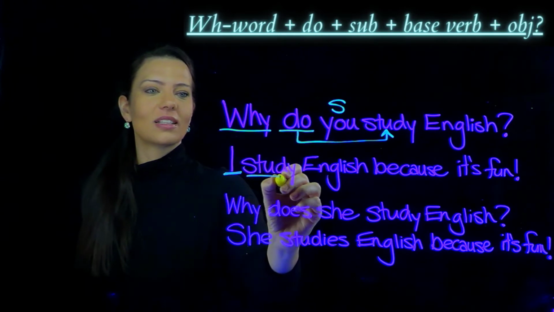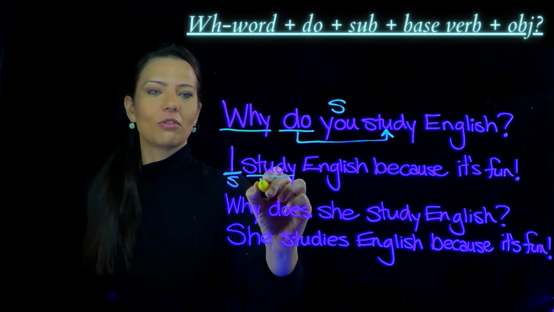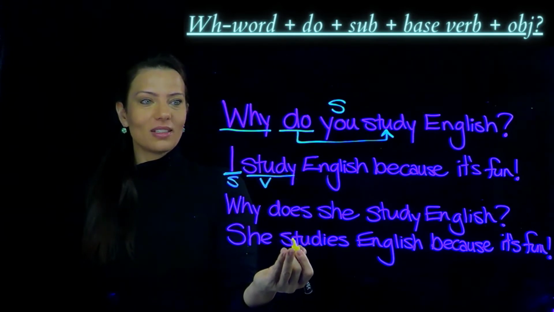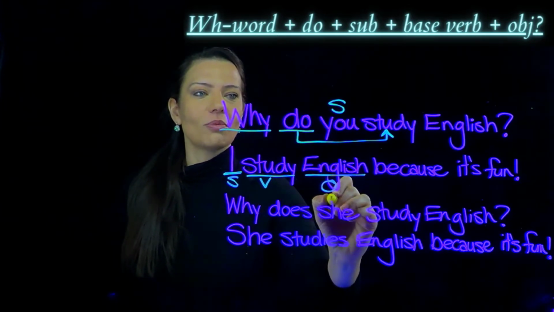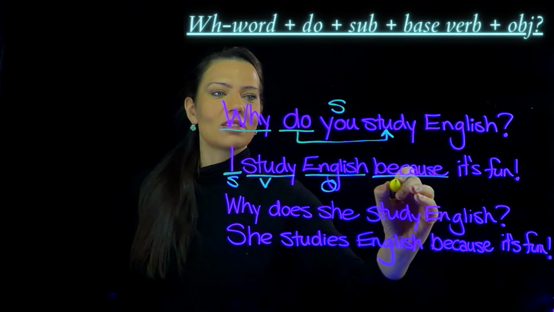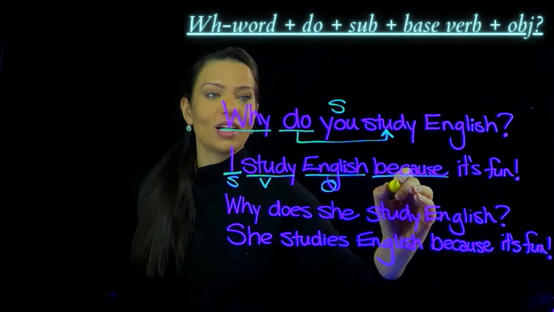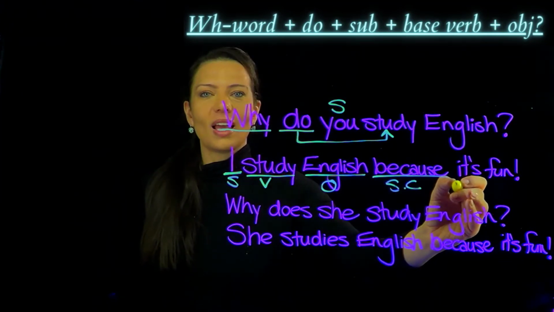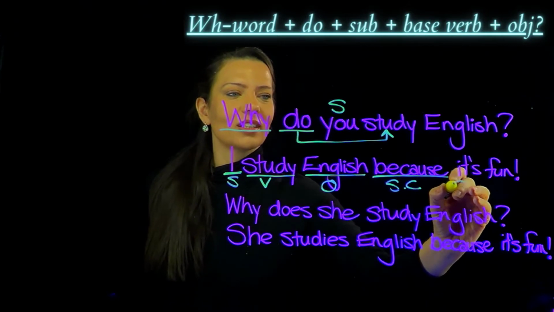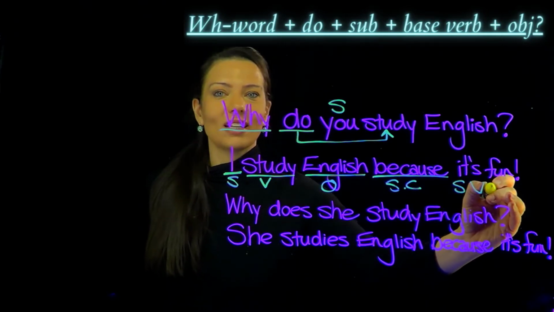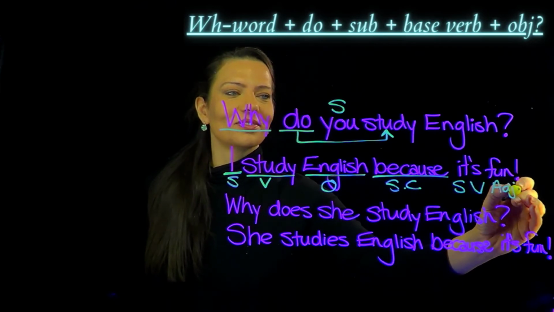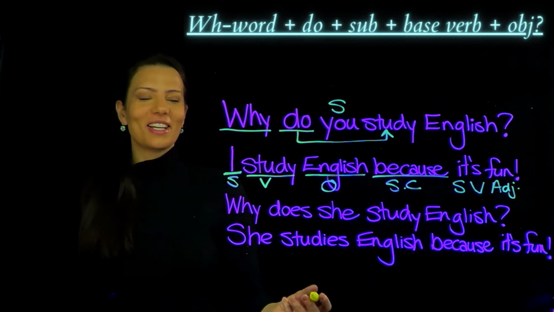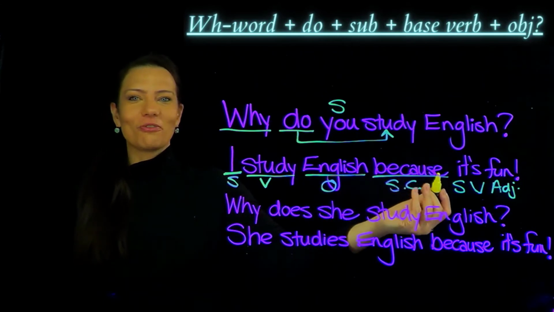I study. Subject, verb in the simple present. Here we have the object. I study English. Here's the object. Here is a subordinating conjunction, because. After that, we have the subject and the verb to be in the simple present. And here we have the adjective, fun. And it is a lot of fun, isn't it? So I study English because it's fun.